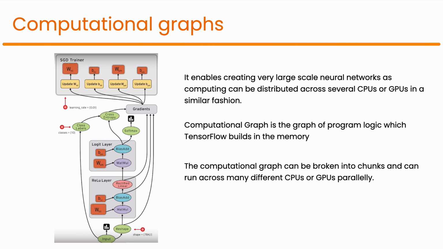The computational graph can be broken into chunks and can run across many different CPUs and GPUs parallelly. This is called parallel computation. As I mentioned earlier, each node in the graph represents a mathematical operation like addition, subtraction, etc., and each edge between nodes is a multidimensional data array or tensor.